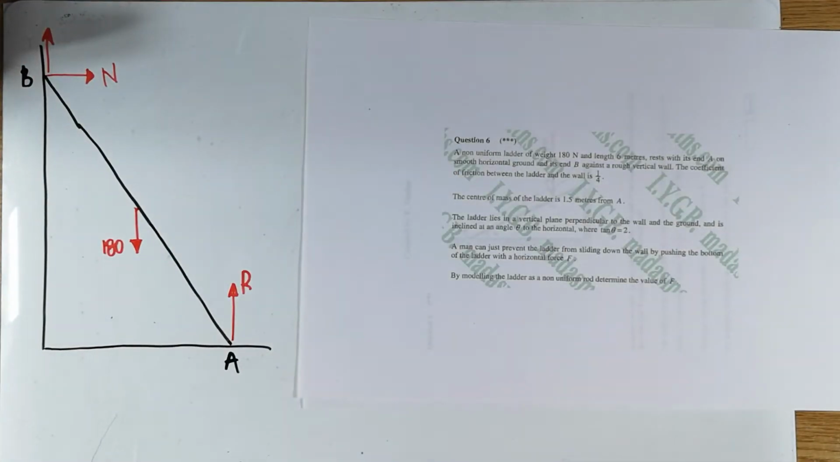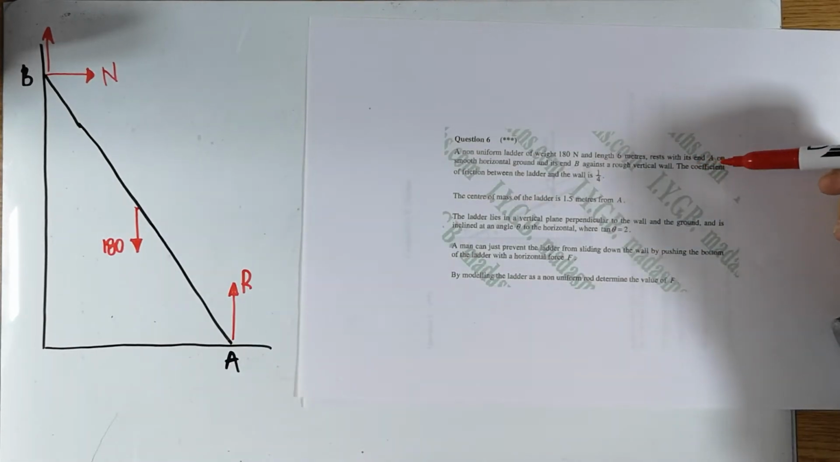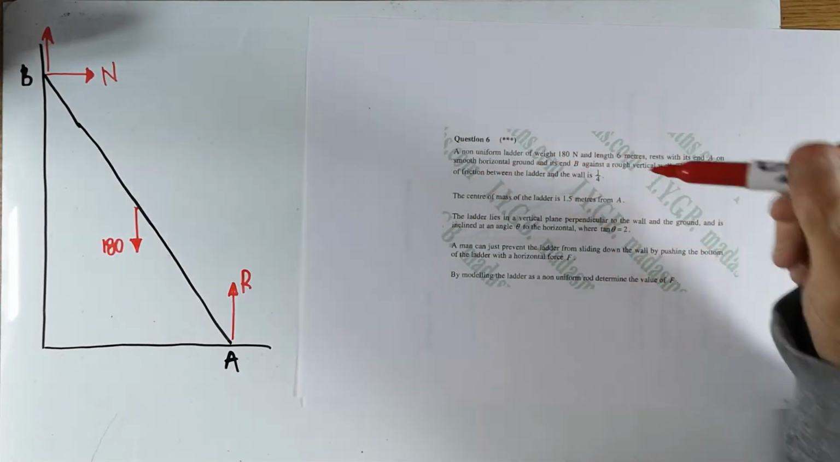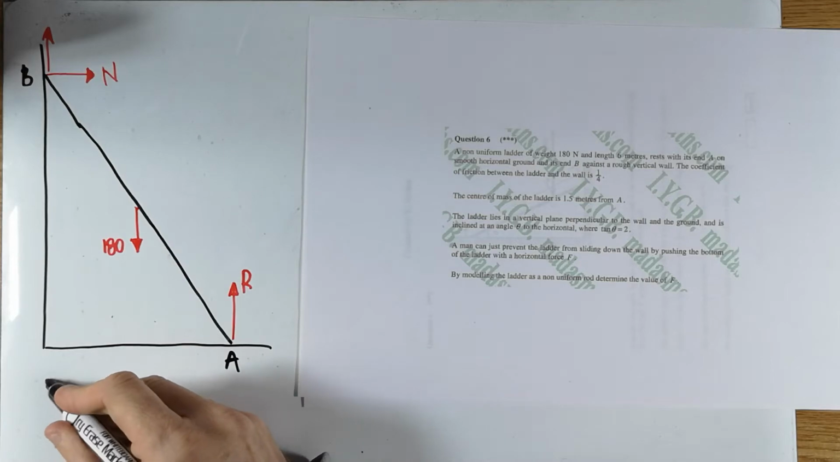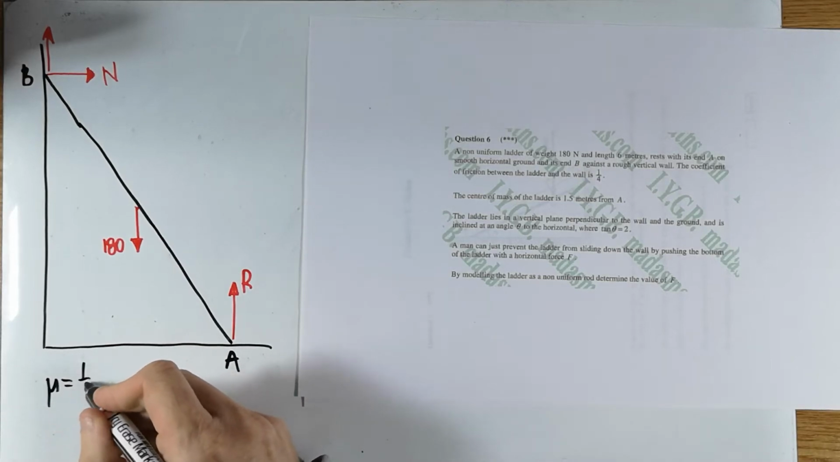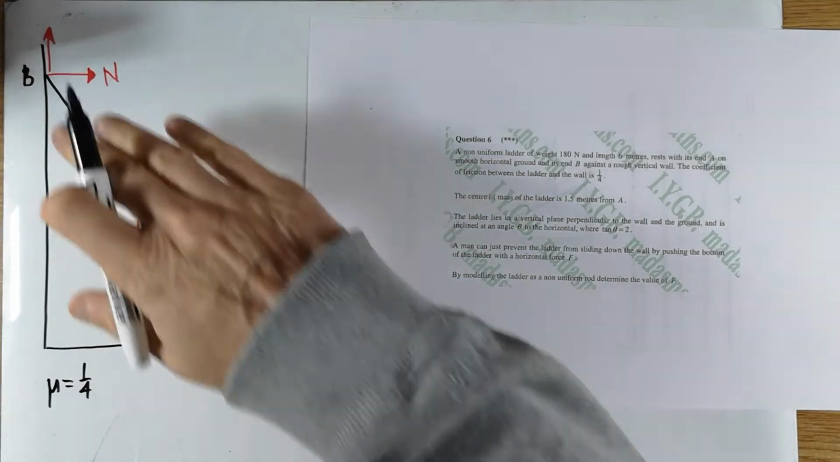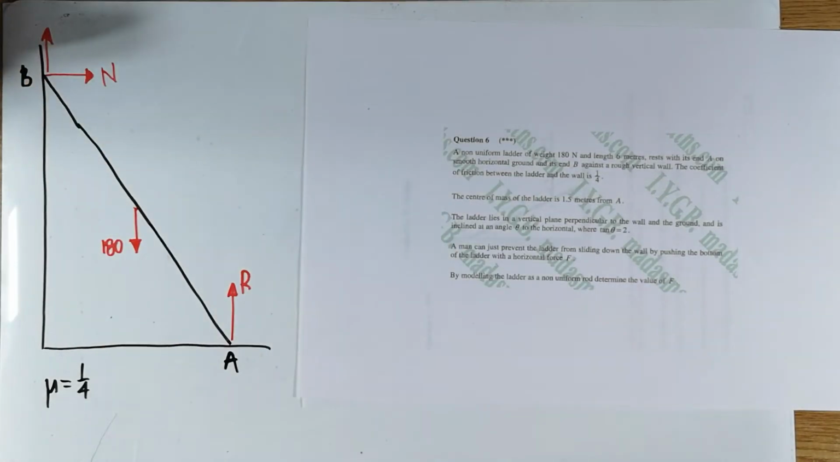Is the friction limiting? Is the ladder at the point of slipping down the wall? The answer is it doesn't say. It says the coefficient of friction between the ladder and the wall is 1/4. That does not necessarily imply that the equilibrium is limiting. So all I'm going to do is mark mu equal to 1/4, the coefficient of friction. And for the time being, let's leave it without any marking till we read the question a little bit more.